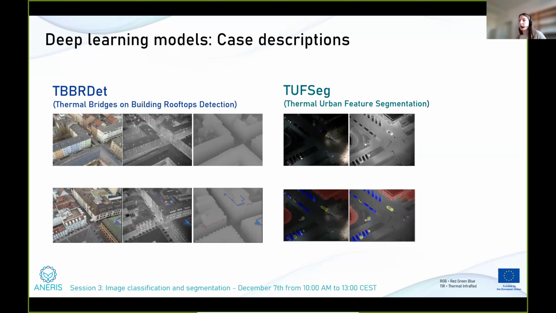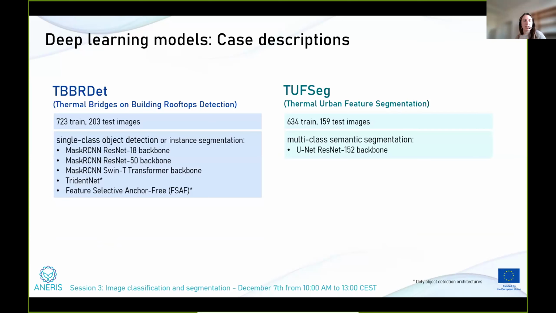Now, I mentioned the models themselves, so coming to the actual AI part, the data sets, as you can see, are quite small. This was obviously also discussed in the previous two talks, and so the models were also selected to keep that in mind.